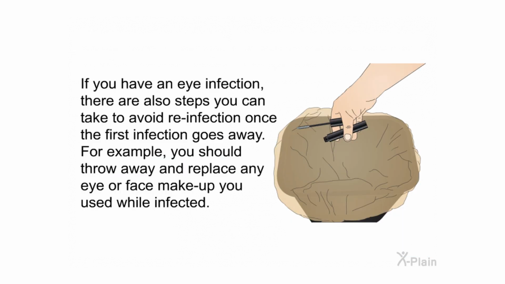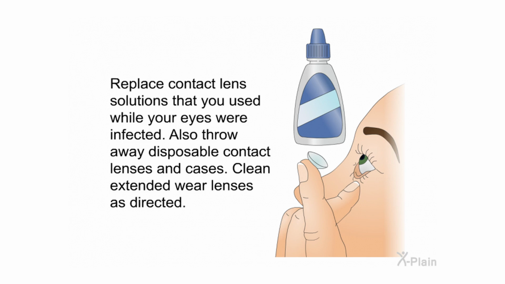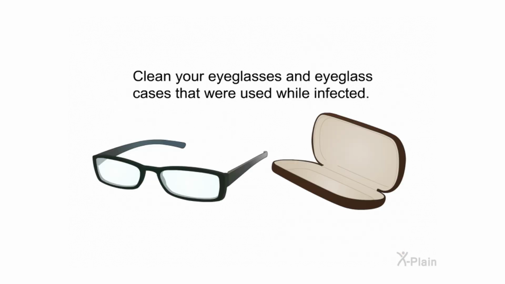If you have an eye infection, there are also steps you can take to avoid reinfection once the first infection goes away. For example, you should throw away and replace any eye or face makeup you used while infected. Replace contact lens solutions that you used while your eyes were infected. Also, throw away disposable contact lenses and cases. Clean extended wear lenses as directed. Clean your eyeglasses and eyeglass cases that were used while infected.